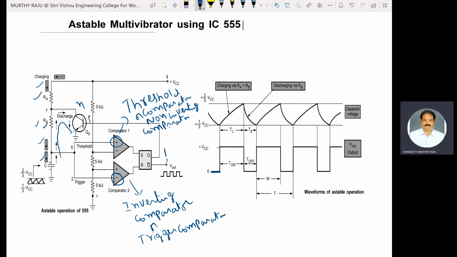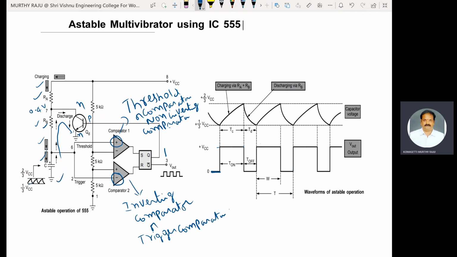This is an NPN transistor. Whenever this Q value is high, that high value is directly connected to the base terminal of the NPN transistor. Therefore, the transistor is driven into saturation mode, and the voltage at the seventh pin is 0.4 volts, because the collector of this discharge transistor is connected to the seventh pin of the 555 timer IC.